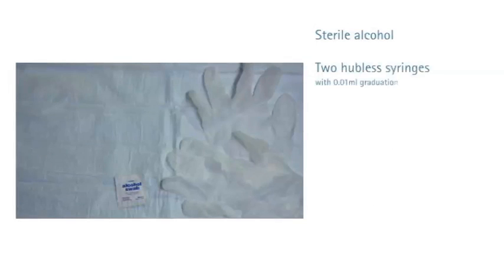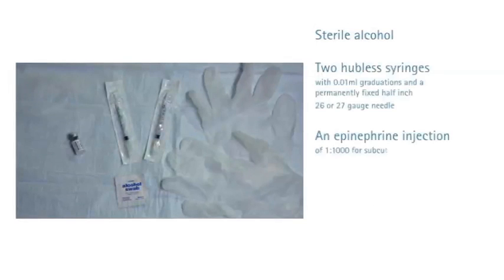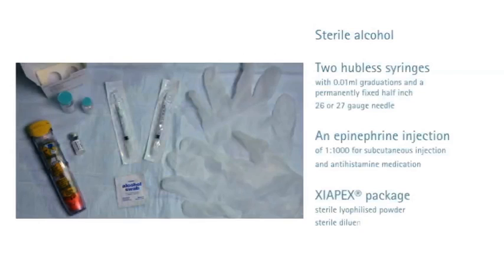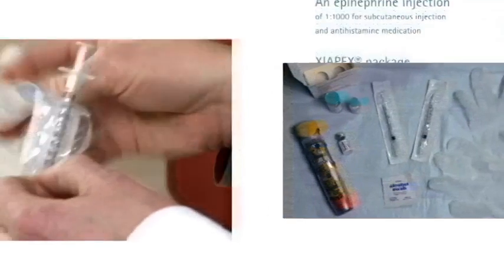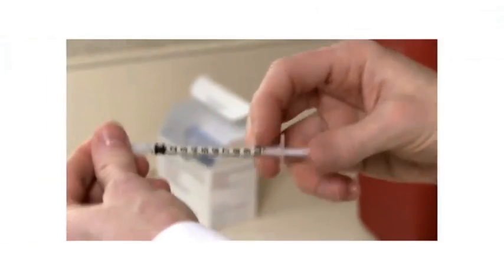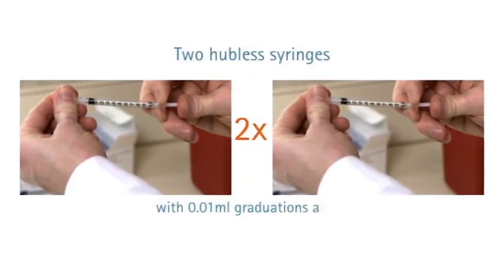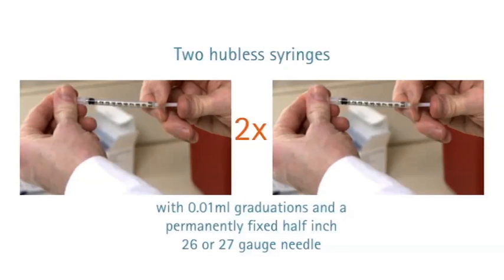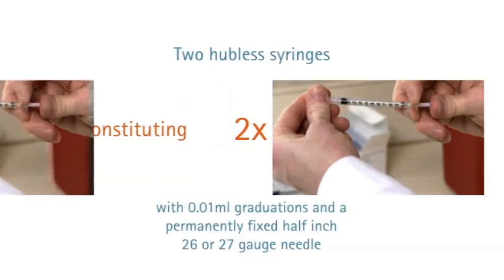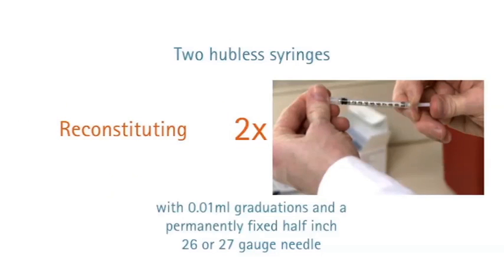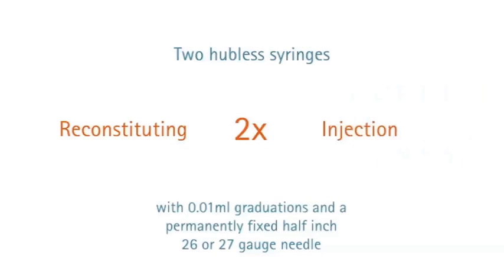Before Xiapex is reconstituted for injection, the person responsible for preparing the solution should ensure that the following are easily accessible in the treatment room. To reconstitute and inject Xiapex, you will need 2 hubless syringes with 0.01 ml graduations and a permanently fixed 1/2-inch 26 or 27 gauge needle. One of these syringes is for reconstituting Xiapex and one is for the injection of Xiapex.